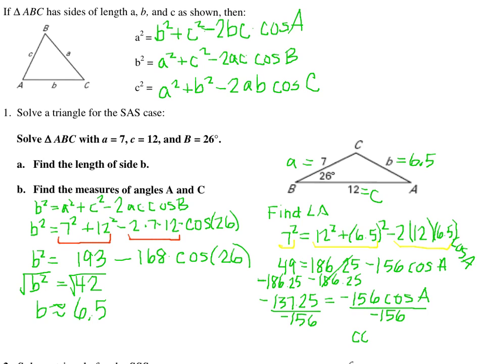So I've got the cosine of A equals, now put this into your calculator, negative 137.25 divided by negative 156, and you'll get about 0.88. But keep that value right in your calculator. Don't round it. To get A alone, we're going to do the inverse cosine of both sides. So in your calculator, I want you to put the inverse cosine and then of the answer.